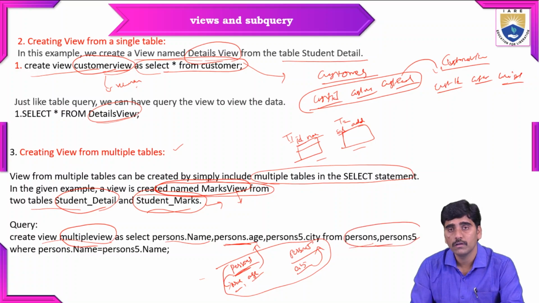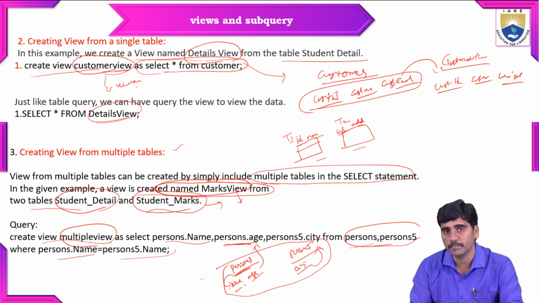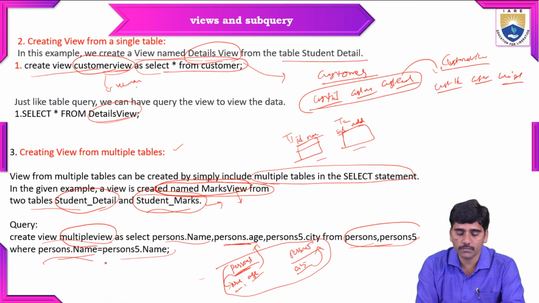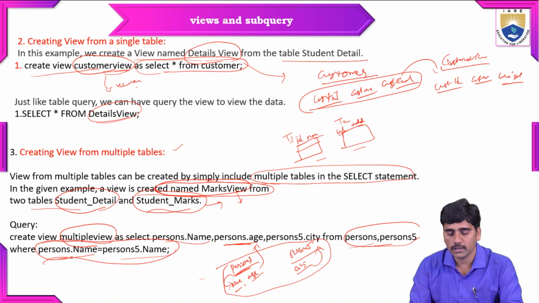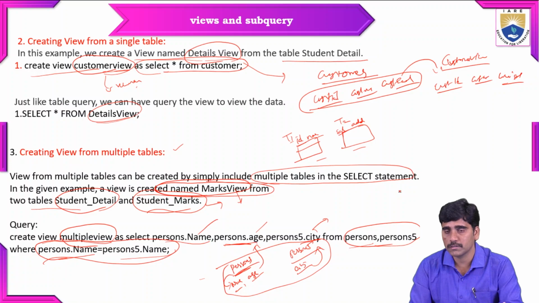Those two tables you need to put in, and the where condition is persons dot name equals persons 5 dot name. On the basis of this condition, the multiple view is created, with the name and age from the persons table, and the city from the persons 5 table.